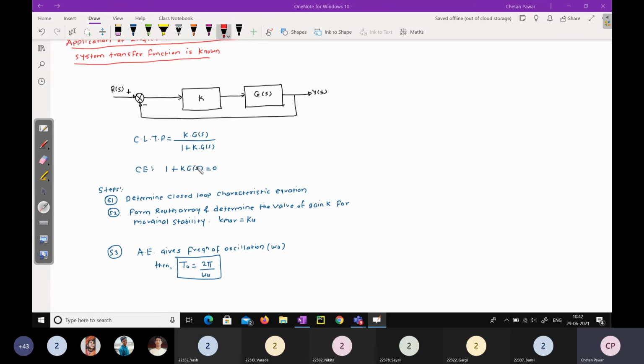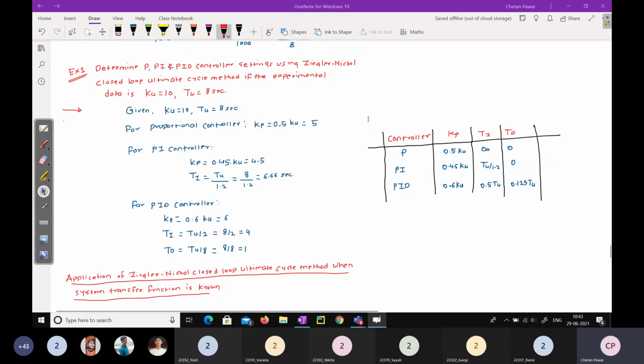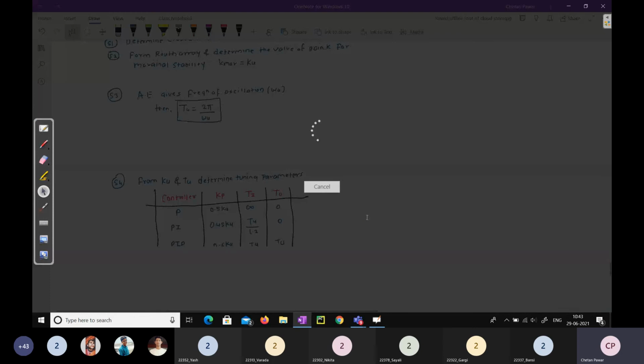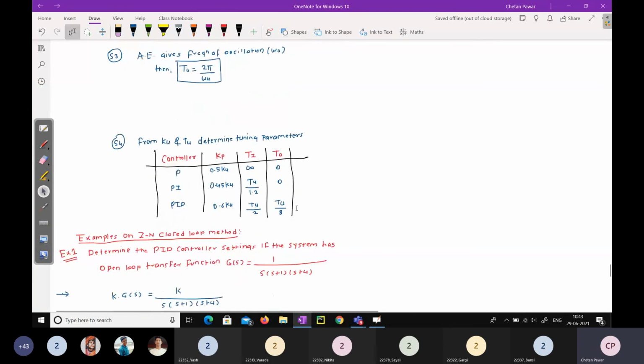Okay, so this way, if the open loop transfer function is given, you can determine the characteristic equation, you can determine the marginal K, and from that marginal K, you can determine the frequency of oscillation using the auxiliary equation, and then you will determine TU. After finding out KU and TU, the fourth step is you will determine these parameters KP, TI and TD. Okay, so this way you can determine these parameters.